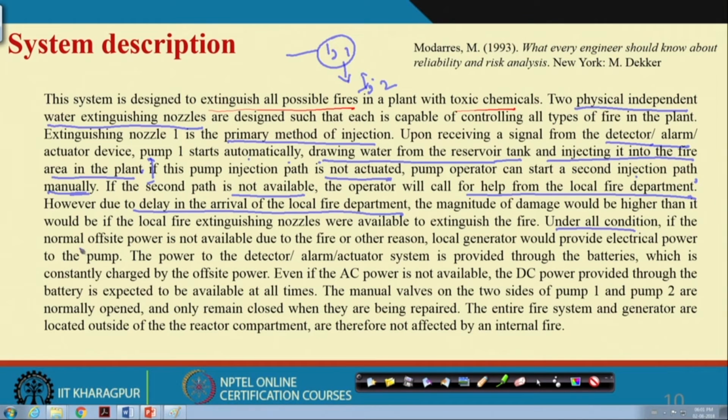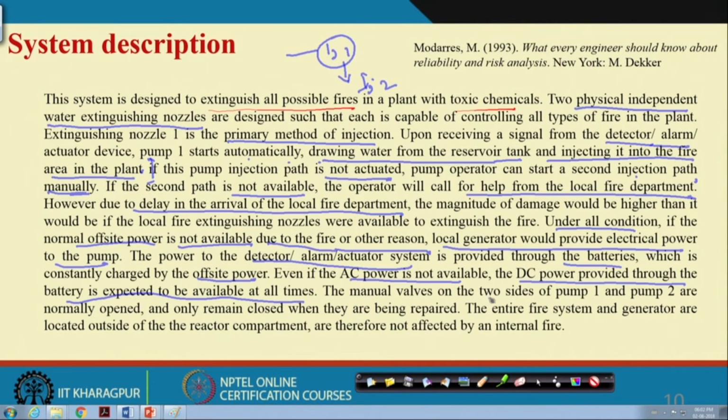Under all conditions, if the normal offsite power is not available, offsite power being normally supplied maybe through the local grid, not available due to fire or other reasons, a local generator would provide electrical power to the pump. So there is a standby generator set. The power to the detector alarm actuator system is provided through batteries. So the detection system will work whether power is there or not, but it is through batteries, which are constantly charged by offsite power. Even if AC power is not available, the DC power provided through the battery is expected to be available at all times.